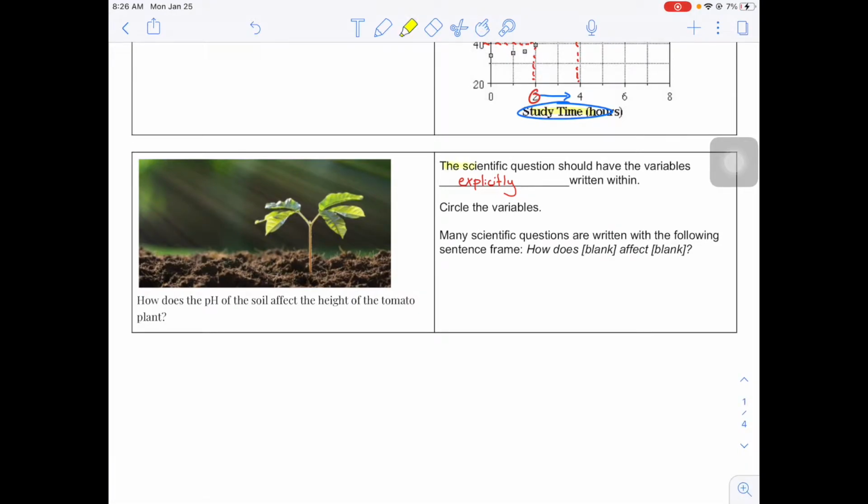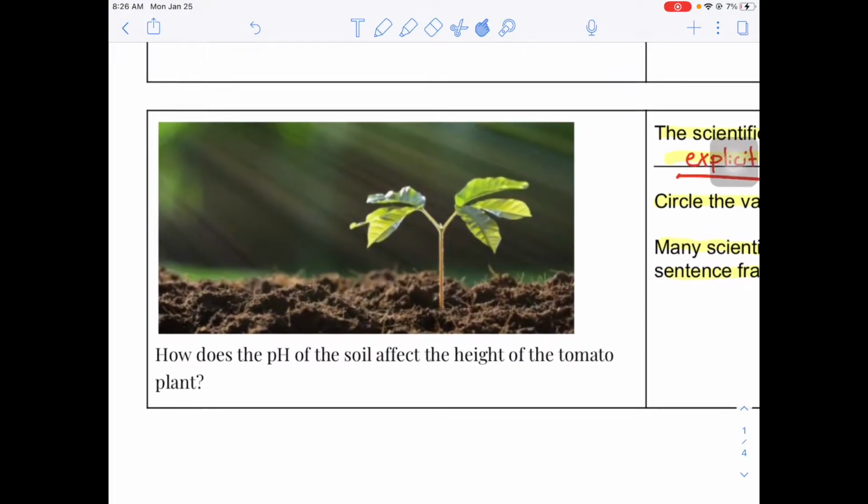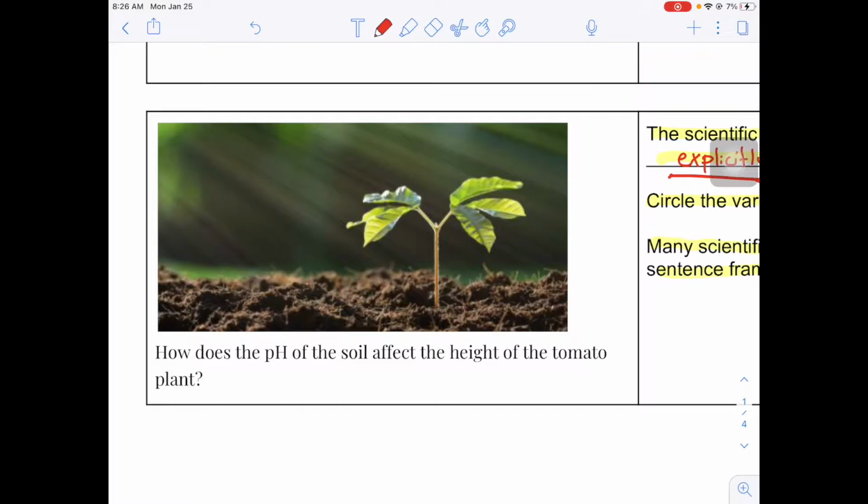So the scientific question should have the variables explicitly written within. Explicitly just means clearly, so you should be able to see it. Again, let's circle the variables. And many scientific questions are written with the following sentence frame. How does blank affect blank? So let's look here. We got a plant, and we have a scientific question. This is the SQ, the scientific question. How does the pH of the soil affect the height of the tomato plant? All right, take a second, circle the variables.